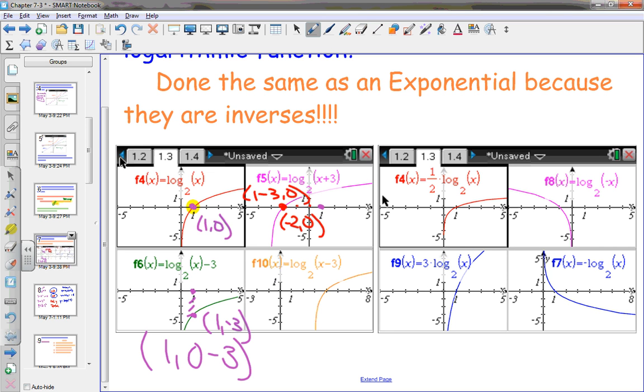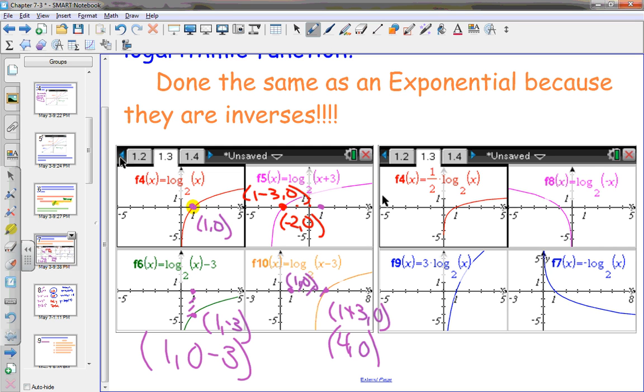Now go to this one right here, the orange one. Log base 2 of x minus 3. What's going to change, x or y? The x changes because it's in parentheses. So that means it was at the point 1, 0. Now I'm going all the way to the right 3 units, which means I'm going to take 1 plus 3 to give me the point 4, 0. Do we see that, yay or nay? Let's say it's higher. But it's not. I promise. Because it's curved.